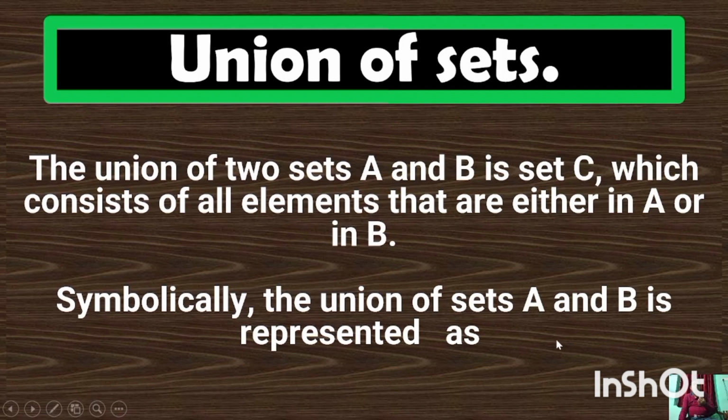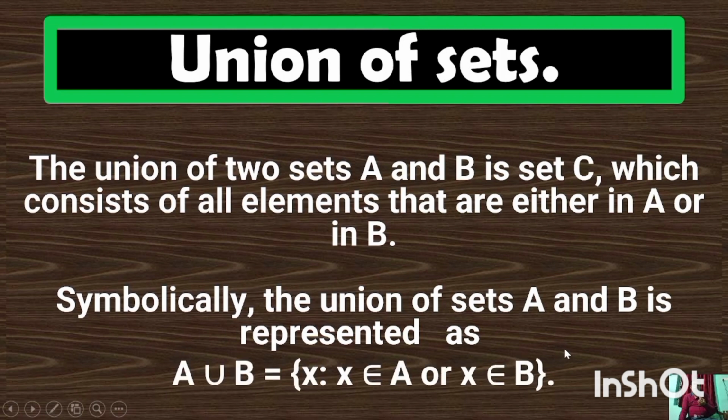Symbolically, the union of sets A and B is represented as A union B. The symbol ∪ stands for union. Sometimes the symbol is used for the universal set, as all of you know, but in set operations this symbol stands for union, which is the combination of two sets A and B, or more than two sets. So this is known as A union B. We read it as A union B.